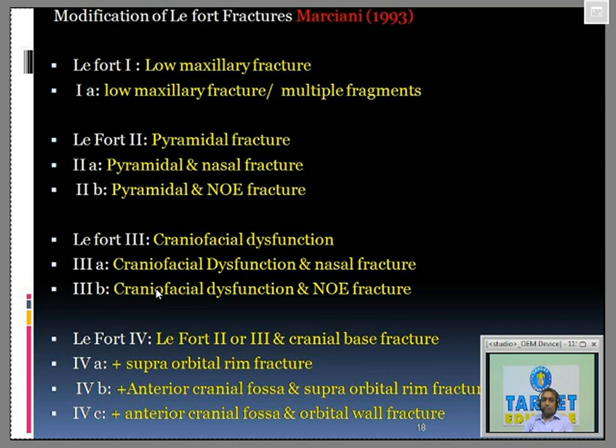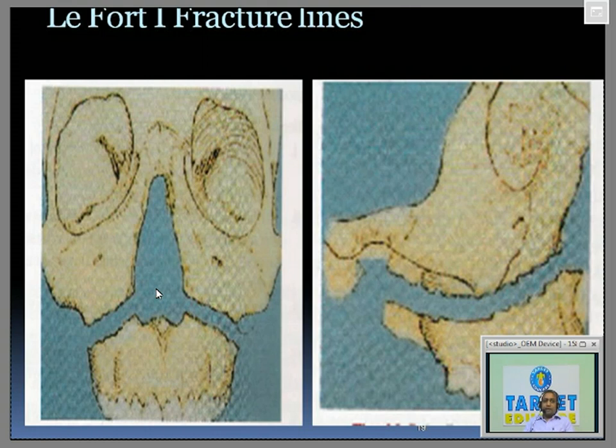You can just read this from Malik. It is given in Malik. I just want to convey one message from here, that there is one more type of fracture which was added by Marciani in 1993, and he called it Le Fort 4 fracture. Le Fort 4 fracture is nothing but Le Fort 2 or Le Fort 3 plus cranial base fracture.